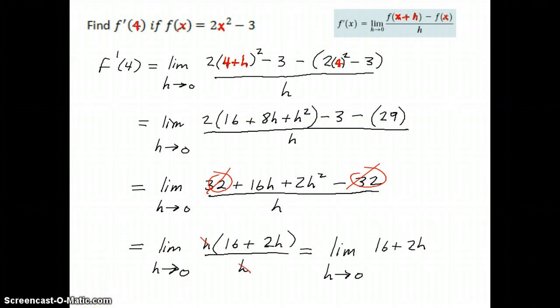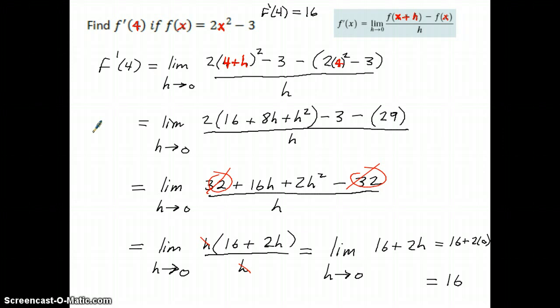Okay, so here we are at the limit of h going to 0 of 16 plus 2h, and there's only one thing that we can do. Plug in h is 0. So we end up with 16 plus 2 times 0, which just gives us a 16. In other words, f prime of 4 is equal to 16. And what that means is the slope of the tangent line at 4 on our graph is equal to 16.